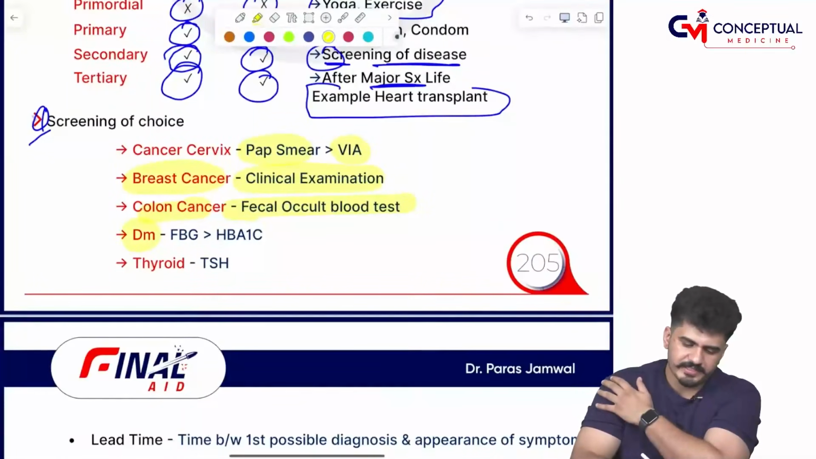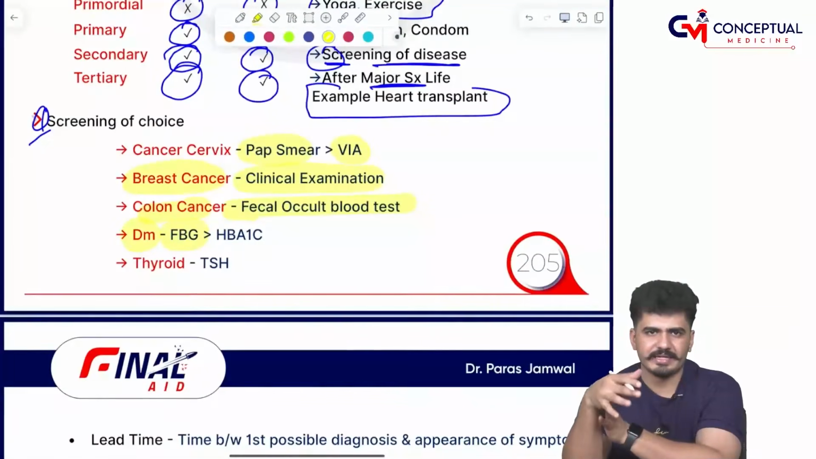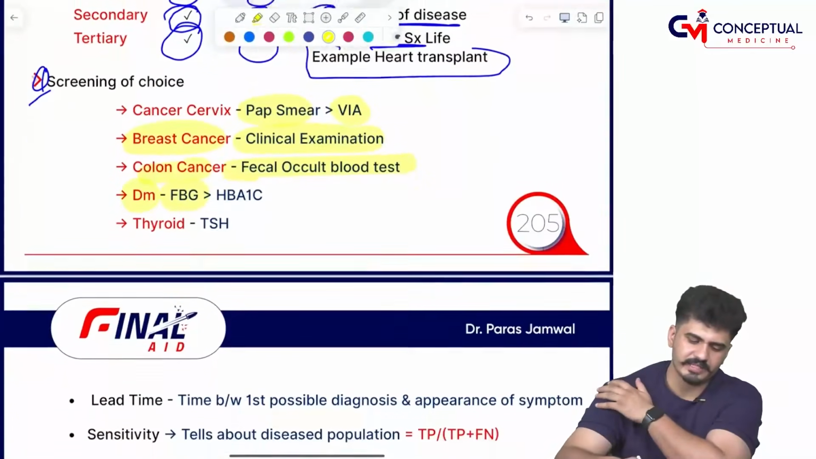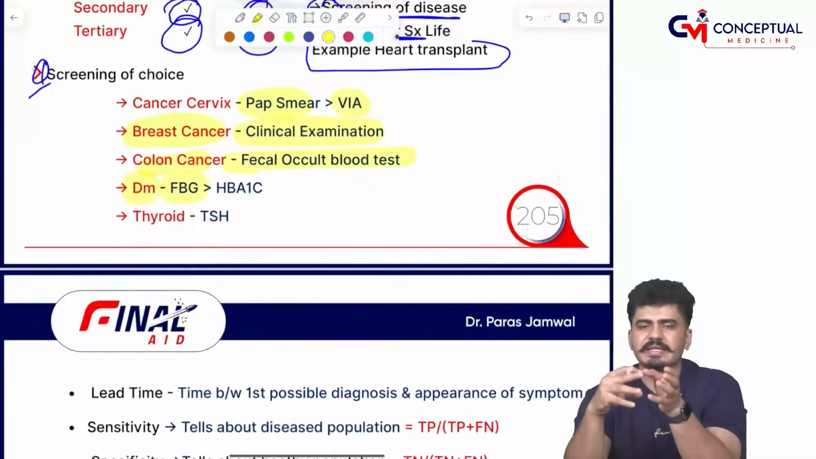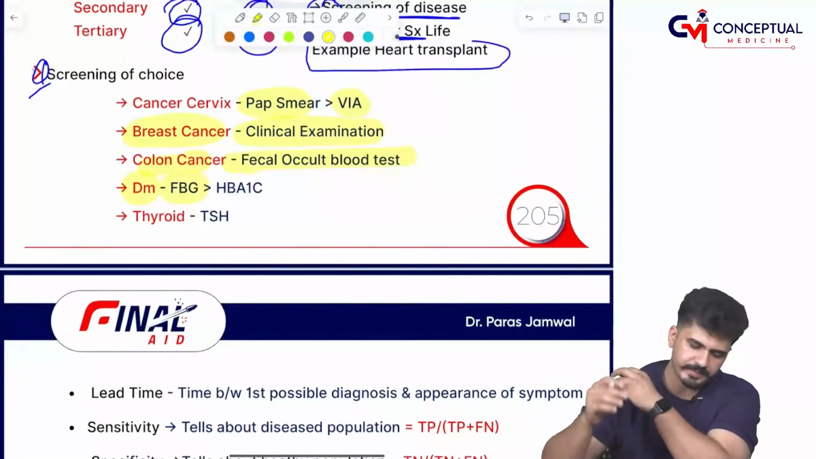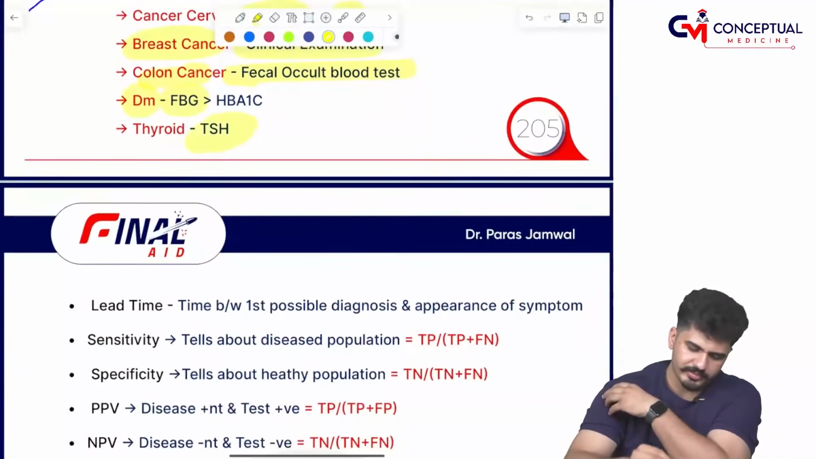Diabetes mellitus, fasting blood sugar is a better screening test than your HbA1c. Otherwise, the best confirmatory test is HbA1c only. Thyroid में thyroid stimulating hormone test we do.